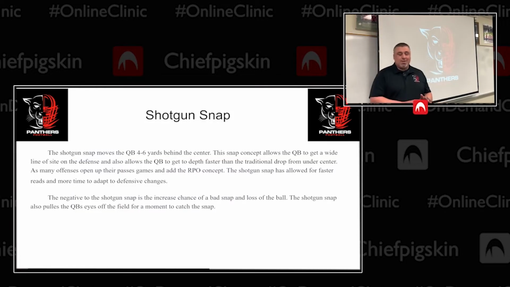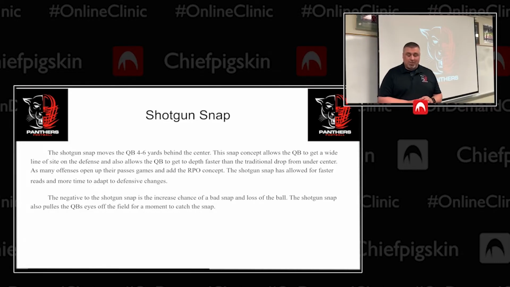Moving on, the next snap that we're going to talk about is the traditional shotgun snap. The shotgun snap moves the quarterback from 4 to 6 yards behind the center. The snap concept allows the quarterback to get a wide line of sight on the defense, and also allows the quarterback to get to depth faster than the traditional drop from under center. As many offenses open up their passing games and they add the RPO concept, the shotgun snap has allowed for faster reads and more time to adapt to defensive changes.